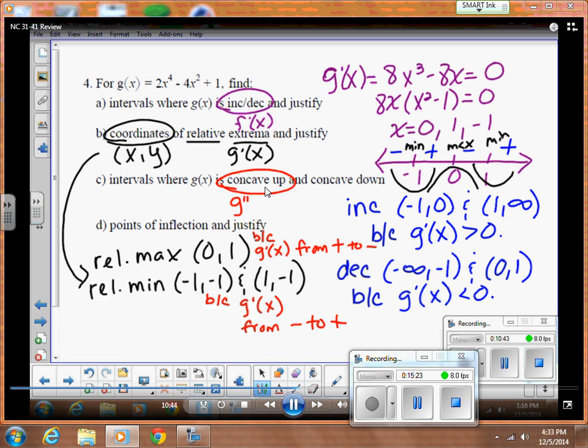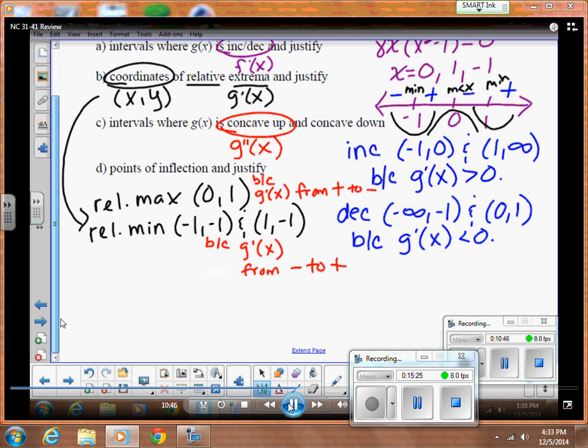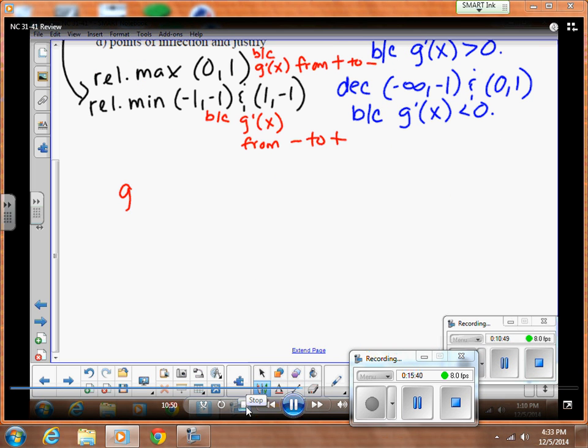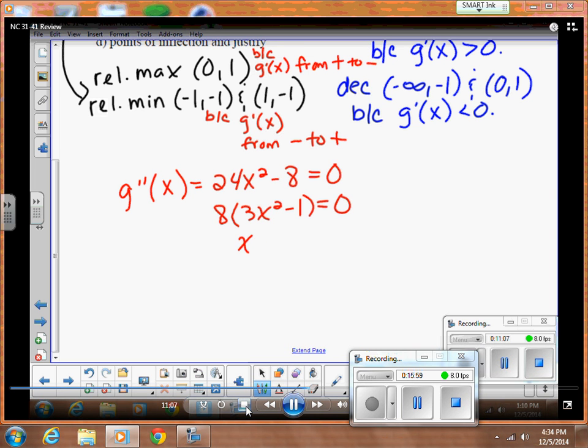Part C, intervals where g of x is concave up. To determine concavity, we look at the second derivative. Same concept, form a number line, but we work with the second derivative. So I need to find the second derivative of this function, which g double prime of x would equal 24x squared minus 8. Set it equal to 0 so that I can find possible points of inflection. Factor out what it shares in common and finish solving.